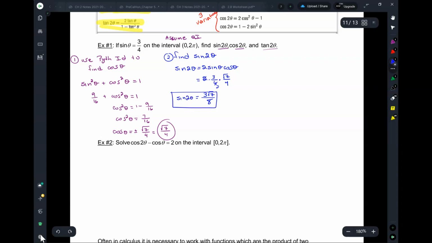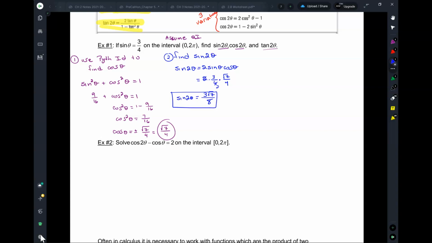Why would you want to find that? What does that actually mean? So suppose you need to find sine of an angle, right? Suppose theta is a special angle, but 2 theta is not, and you need to find it.